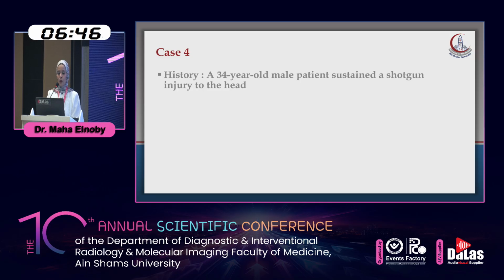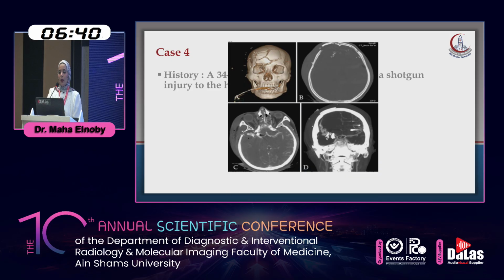Case number 4, 34 years old patient sustained a shotgun injury to the head. CT shows bilateral frontal fractures with retained multiple shotgun pellets in the head bilaterally, with close proximity to the MCA origin. When CTA was done, it was found that the close proximity caused transection of MCA with extravasation of the contrast. This is grade number 5.